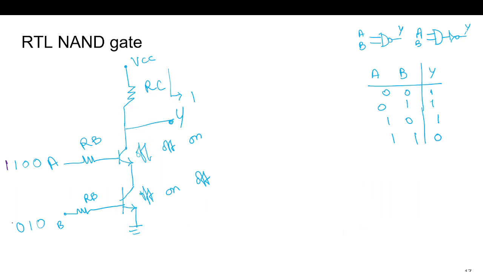And when both are 1, both the transistors will be on. So there will be a discharge path to ground. So Y will be in logic 0. Okay. So in this way we can realize a NAND gate using resistor transistor logic.